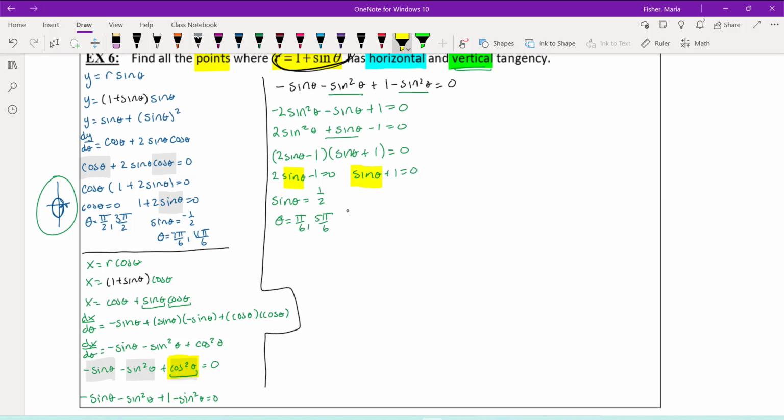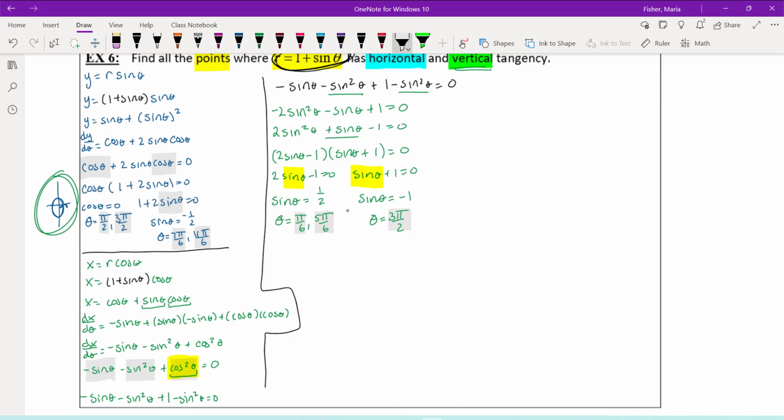Here again, I need to isolate sine of theta before I solve, so I subtract 1 and I get that the sine of theta is equal to negative 1. Same interval between 0 and 2 pi. Where does the sine of theta equal negative 1? Well, at the angle of 3 pi over 2. So I ended up with all of these answers. For horizontal tangency, it's pi over 2, 3 pi over 2, 7 pi over 6, and 11 pi over 6. For vertical tangency, it's pi over 6, 5 pi over 6, and 3 pi over 2.